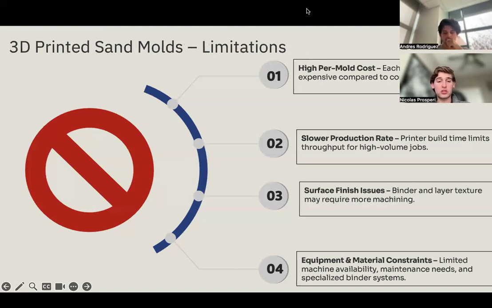3D printing also has its drawbacks. It has a very high per-mold cost at volume. It slows production rate due to printer build time. The surface finish often requires more machining, and there is limited machine availability and specialized material requirements. So while 3D printed molds are extremely flexible, they are not the best fit for high volume manufacturing.